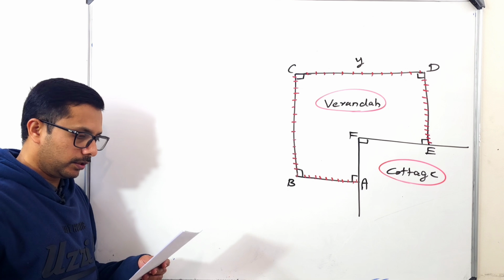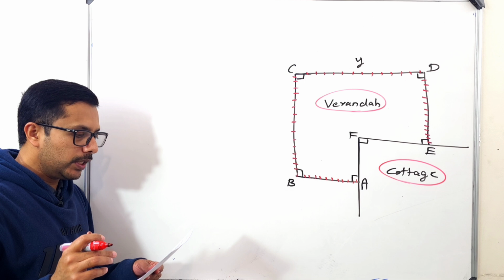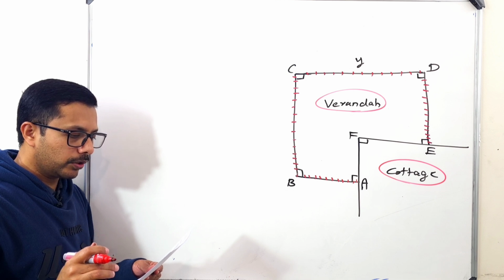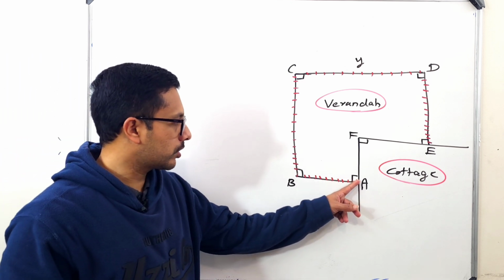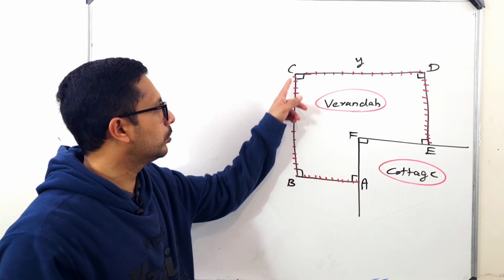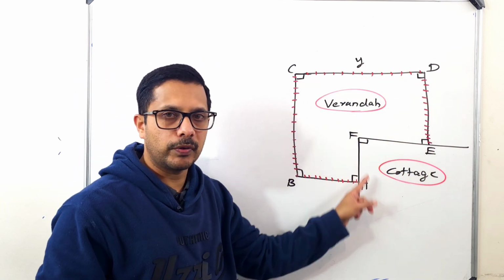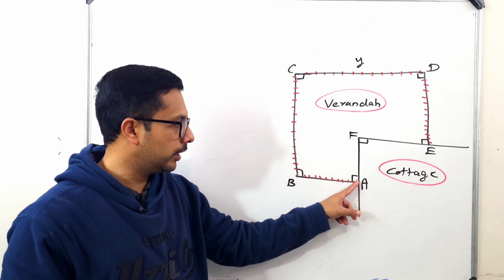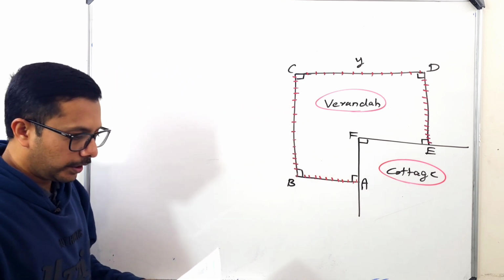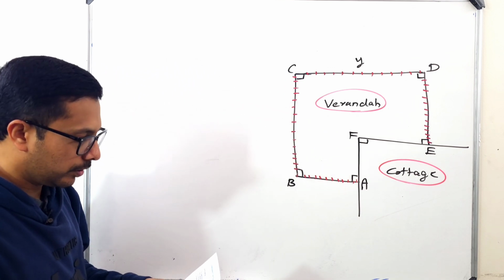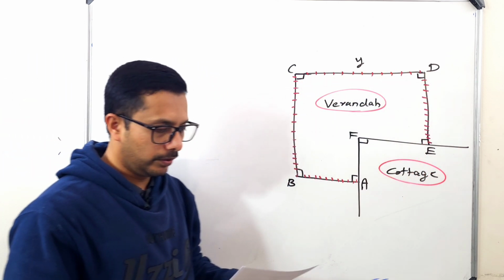Look at the next sentence: a railing ABCD is to be constructed around the 4 edges of the veranda. So there is a railing to be constructed on the 4 edges, 1, 2, 3, 4. This one is a part of the cottage, not part of the veranda, where the veranda is outside. Am I right? Here this is the veranda and this is the cottage. So you have to think logically also. This is the veranda, ABCDE.